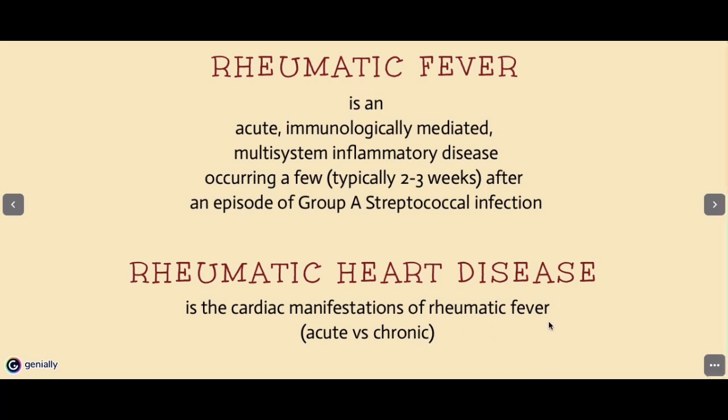Sometimes this can be used to describe the cardiac manifestations in acute rheumatic fever, but more often rheumatic heart disease implies the presence of chronic rheumatic heart disease, which are valvular changes seen many years after rheumatic fever has subsided.